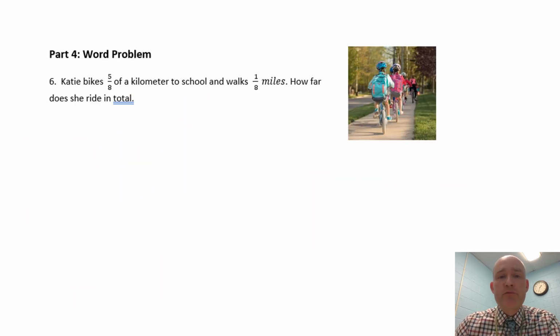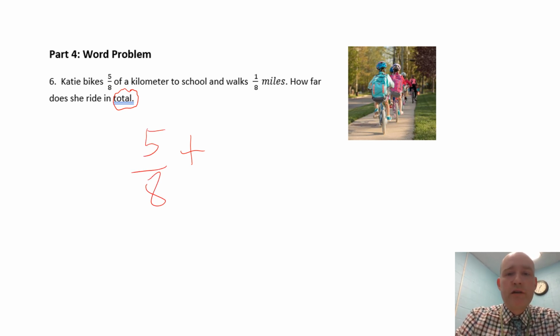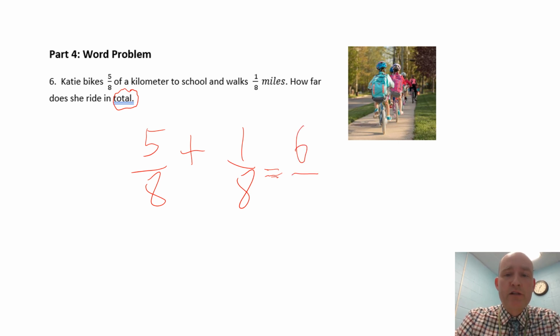So let's look at this simple word problem. Katie bikes 5/8 of a kilometer to school and walks 1/8 miles. How far does she ride in total? In total, well, we know total is one of our keywords, so we know that we're adding here. So what are we adding? It says that she bikes 5/8 and she walks 1/8. So those are already common denominators. So we just add across, keep the denominator the same, we get 6/8.